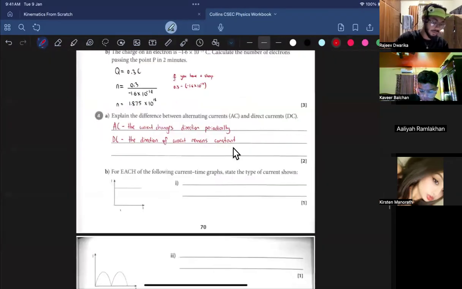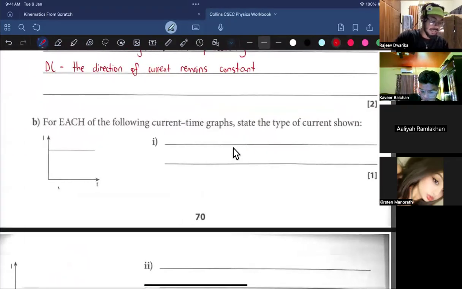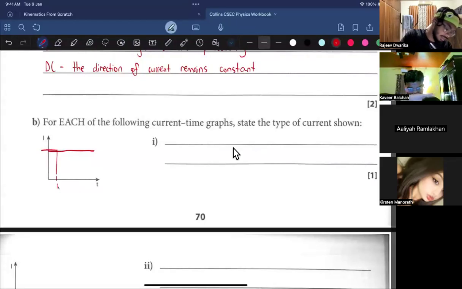Okay, cool. Let's do part B now. For each of the following current-time graphs, state the type of current shown. Guys, what kind of current is this? Direct. That's direct, because the current does not change with respect to time. It's the same exact current. If the time is 1 second, if the time is 2 seconds, it doesn't matter, right? So this is direct.